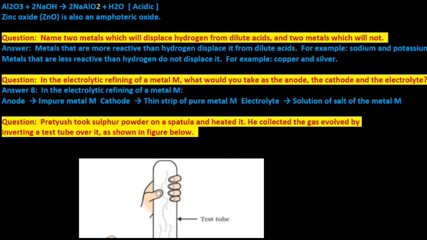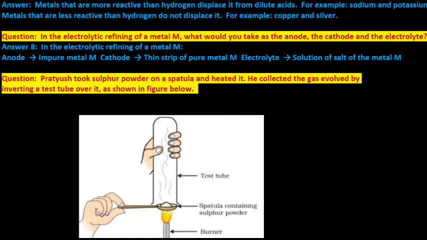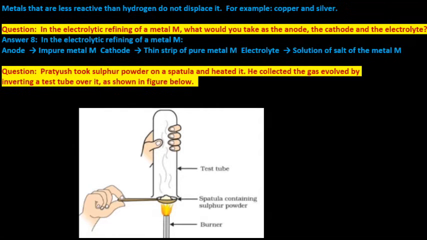Name two metals which will displace hydrogen from dilute acid, and two metals which will not. Answer: metals that are more reactive than hydrogen displace it from dilute acid, for example, sodium and potassium. Metals that are less reactive than hydrogen do not displace it, for example, copper and silver.